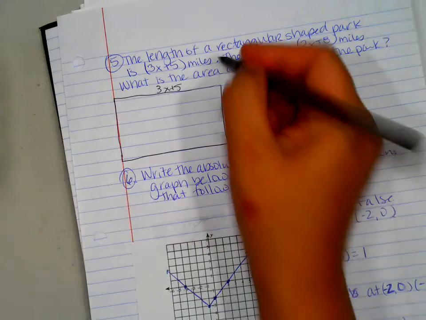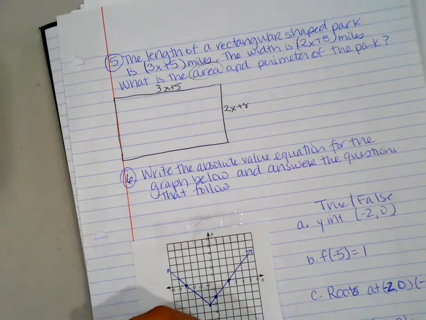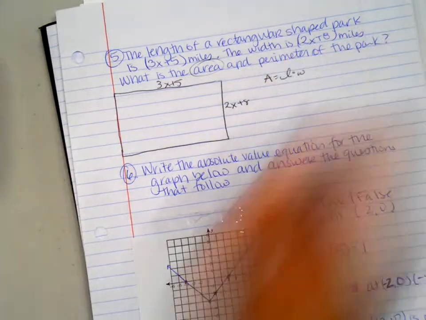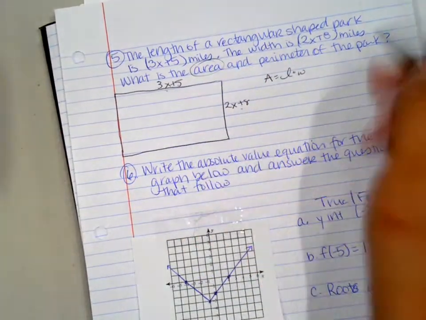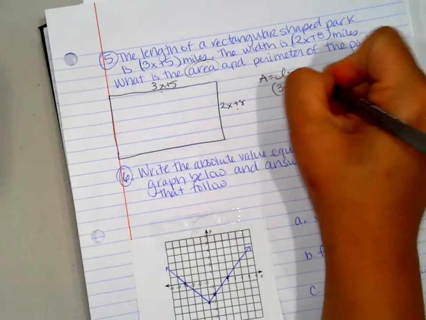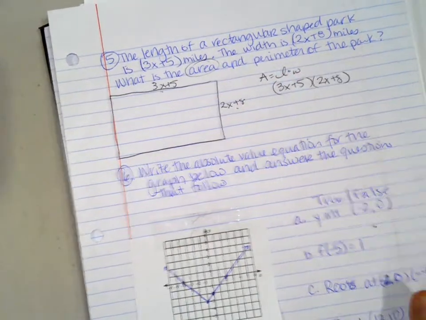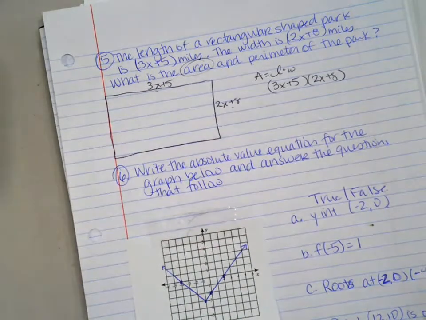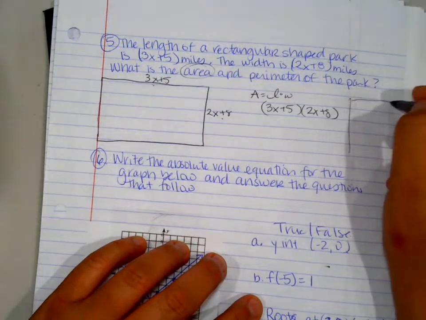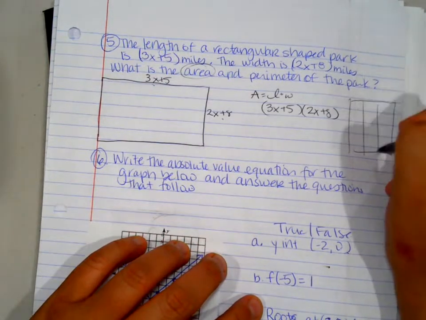Well, how do you find the area of a rectangle? The area of a rectangle is just length times width. So this times this. I've got 3x plus 5 times 2x plus 8. You guys know how to do that. You're either foiling or Punnett square. This one I'll put in the Punnett square. Just do that real quick right here.